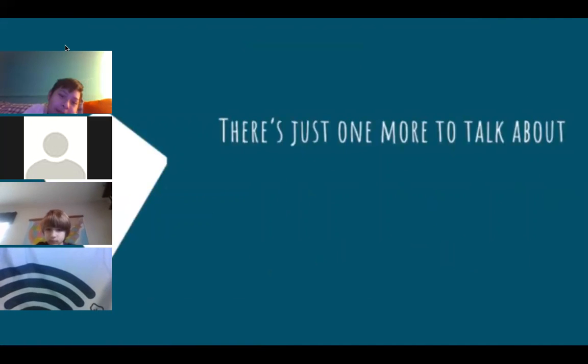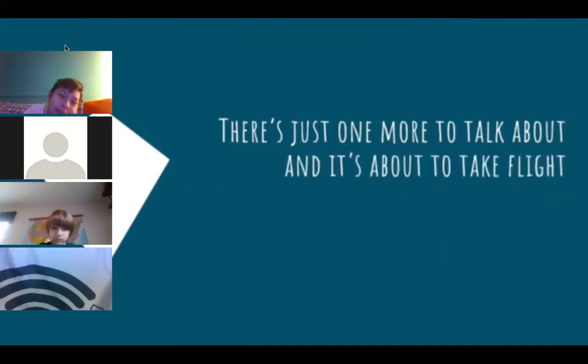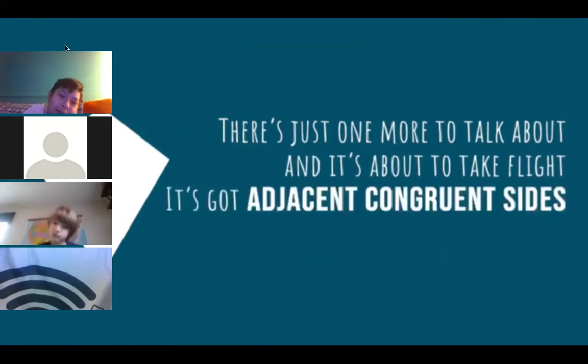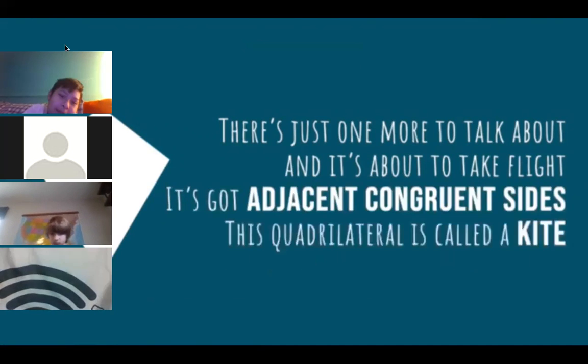There's just one more to talk about, and it's about to take flight. It's got adjacent congruent sides. This quadrilateral is called a kite.